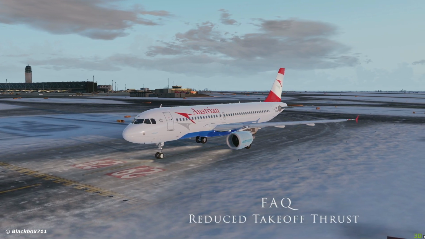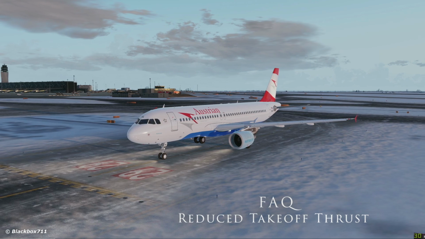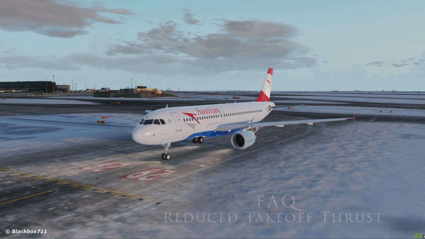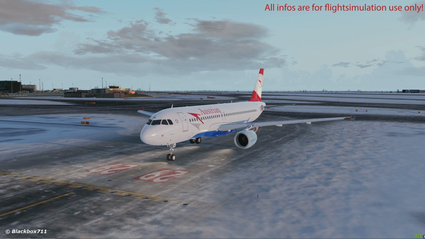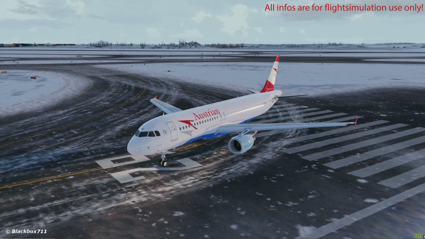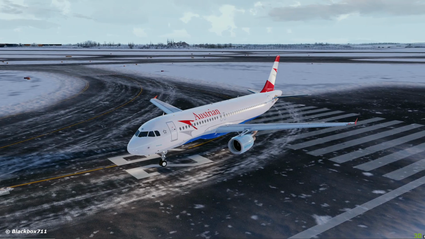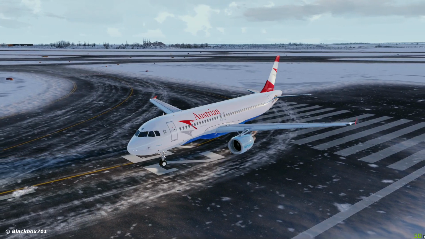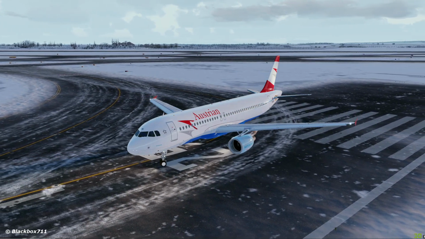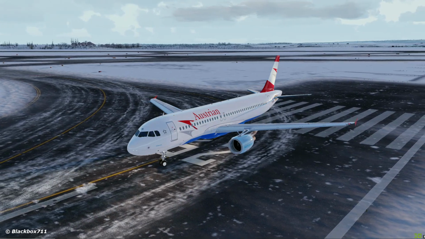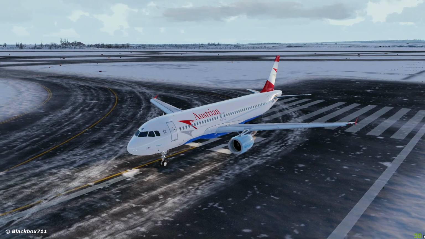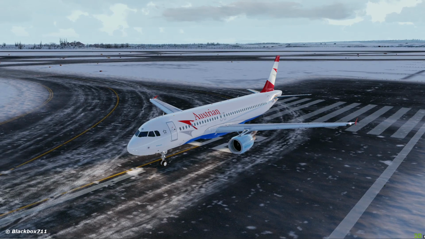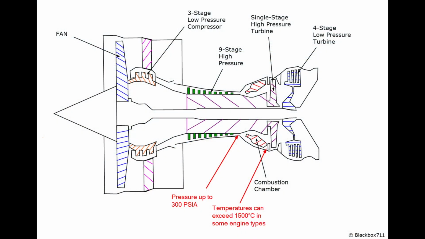Today I'll answer the question, what is reduced takeoff thrust? And more importantly, why don't airliners always take off with maximum thrust setting? So to answer that question, we'll have a quick look at how a jet engine works. We'll have a look at its design limitations and the legal requirements regarding the minimum amount of takeoff thrust. So let's dive straight in and let's have a look at the jet engine.